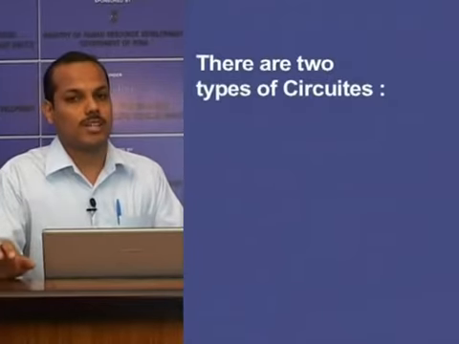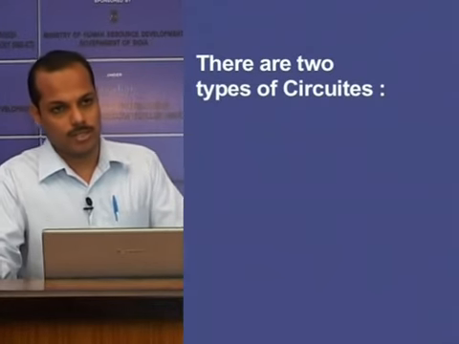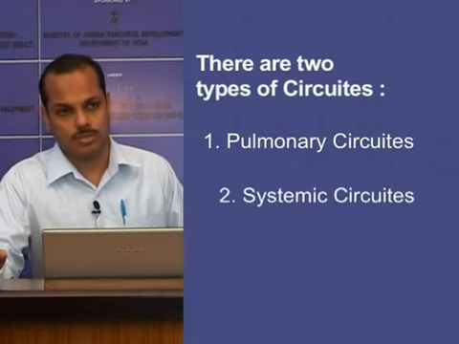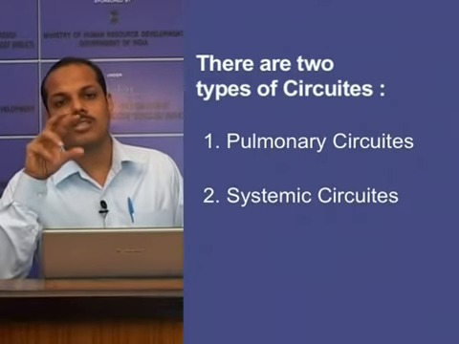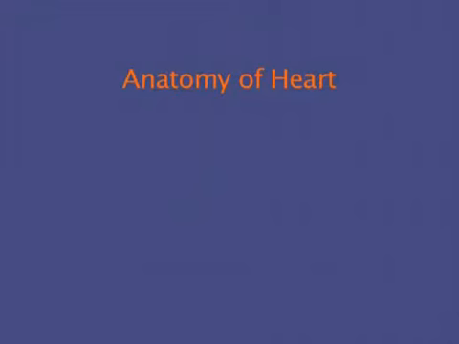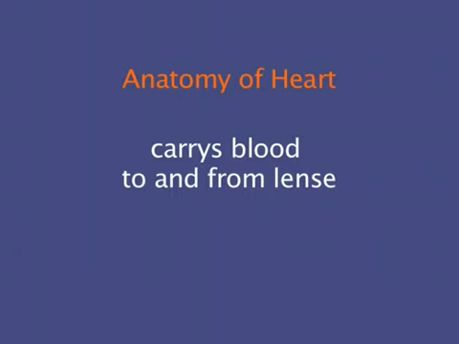Now once we see the circulation, there are 2 types of circuits attached to the heart. The first one is the pulmonary circuit, and the second one is the systemic circuit. The pulmonary circuit carries blood to and from the lungs for gas exchange, that is the gas exchange surface of the lung.